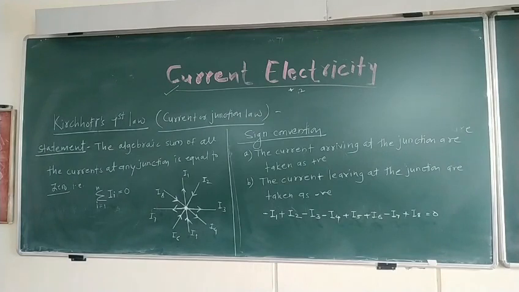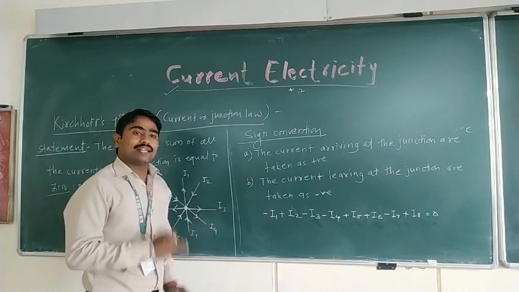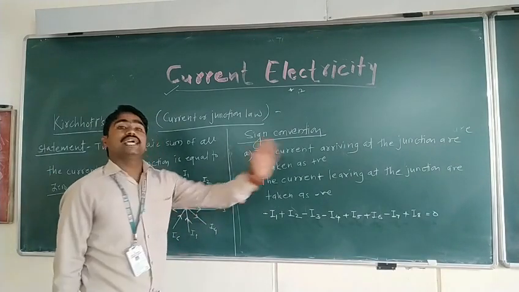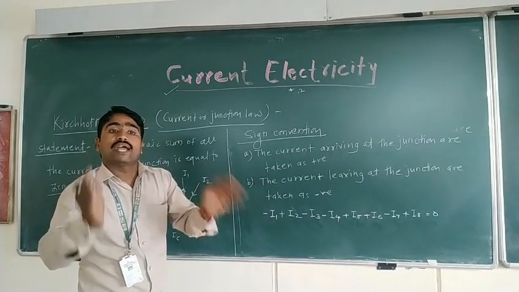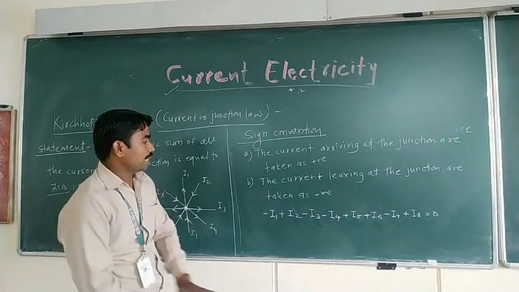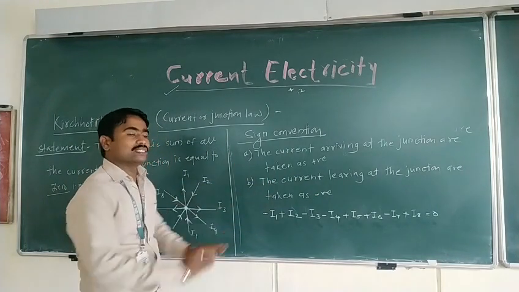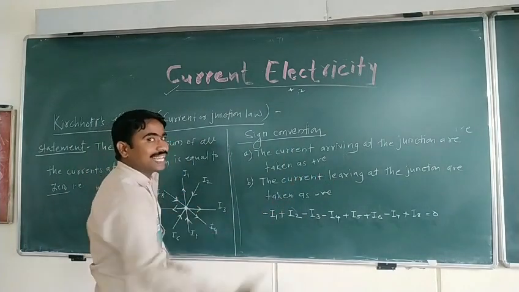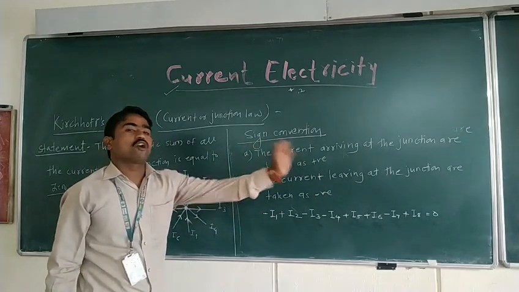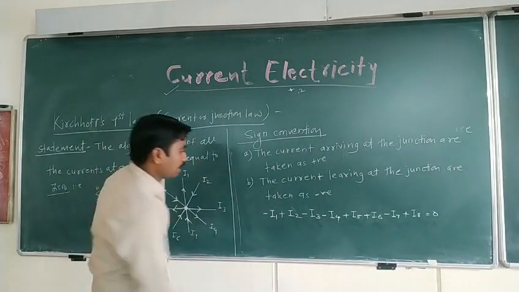And eighth number, move towards the junction, taken as positive. And thus all the currents are equal to 0. Now we have to take the positive current on one side and the negative current on the other side, and we have to equate both the currents, right? We have to take the positive current as it is, and we have to move the negative current to the opposite side of the equal sign, right?